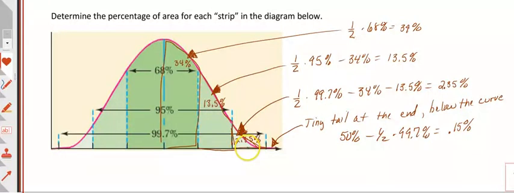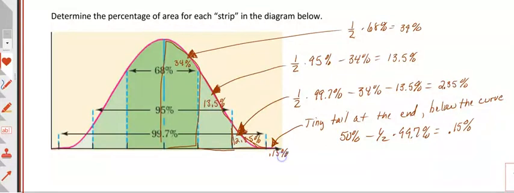Okay, and then finally, to do the tiny tail, the amount of area that's below that curve on the farthest right, that's beyond the 3 standard deviation mark, I take 50% and subtract from it half of the 99.7, because half of the 99.7 goes all the way to the 3rd standard deviation mark. And I just want the little leftover that's beyond that. So 50 minus half of that value is 0.15%.